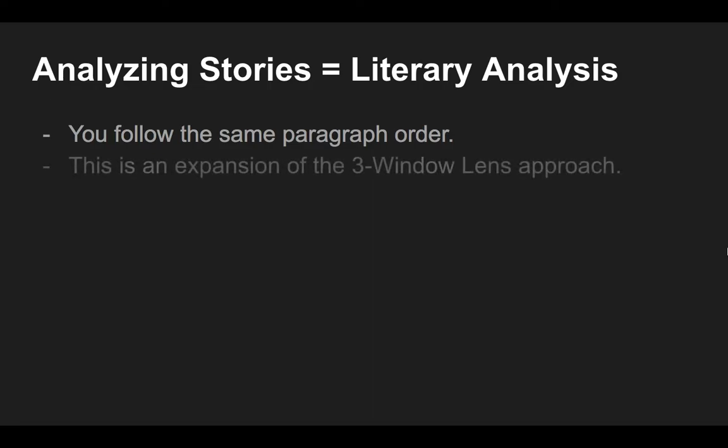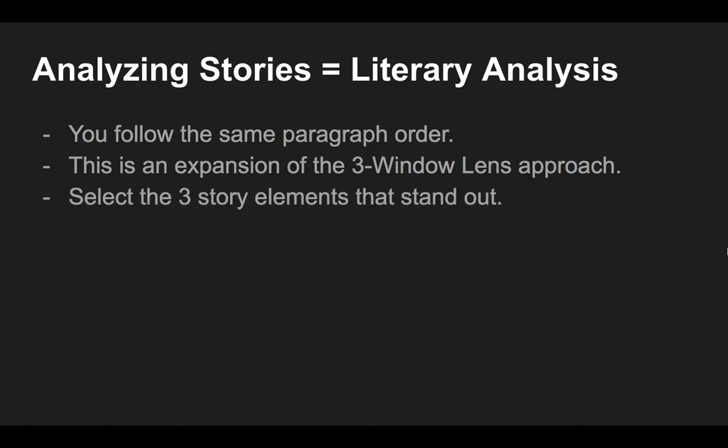As I just mentioned in our intro slide, essentially what we're going to do here is expand on that 3 window lens approach. What that means is, as you're reading, you need to be considering what types of story elements are jumping out of the novel. This is the exact point: you have to select 3 story elements that stand out, that you can find enough evidence to discuss, and that you feel comfortable using citations from the novel to support. And then we'll move into our writing process.